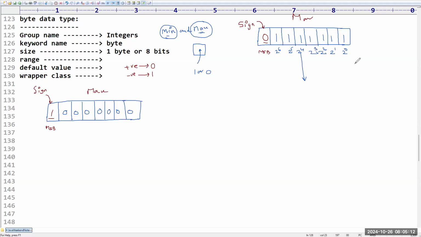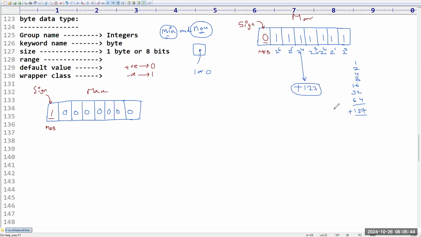What is the 2 power 0 value? It is 1. 2 power 1 value 2. 2 square value 4. 2 cube value 8. 2 power 4 value 16. 2 power 5 value 32. 2 power 6 value 64. If you add, what is the answer that you are going to get? I think 127. What is the sign? Plus. So plus 127 is the maximum value that you can take for byte.